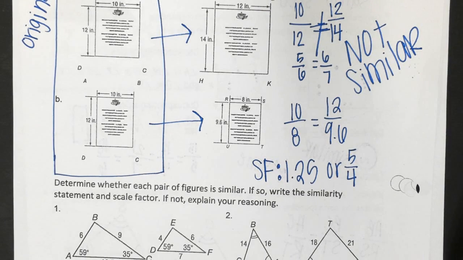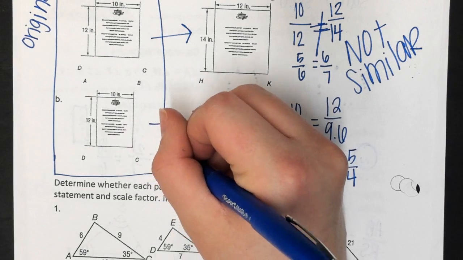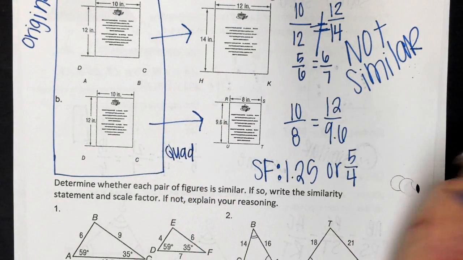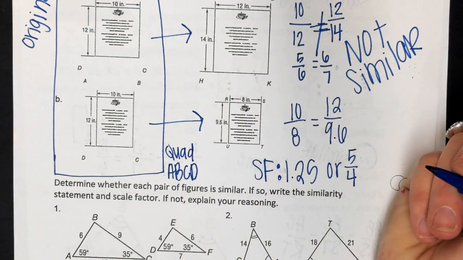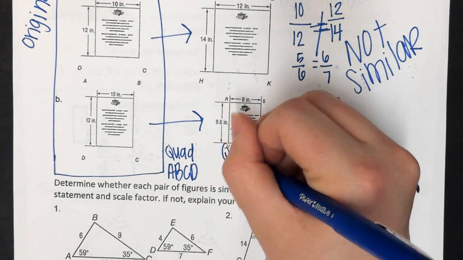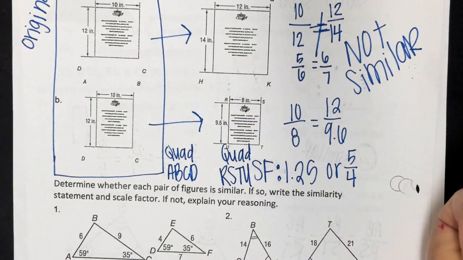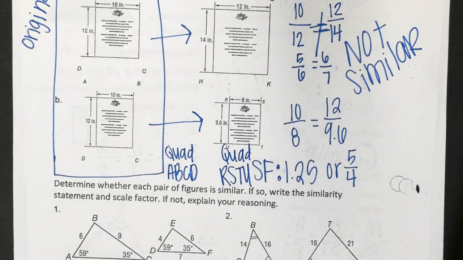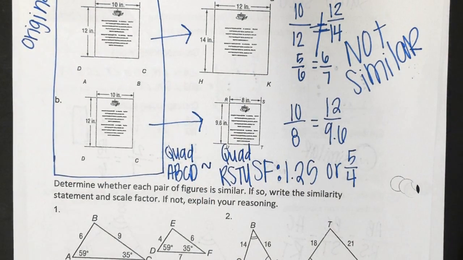So how would I say this? I would say, what is this? Quadrilateral ABCD is similar to quadrilateral RSTU. What's the sign for similar? Just a tilde. Right? Isn't that called a tilde? I know.